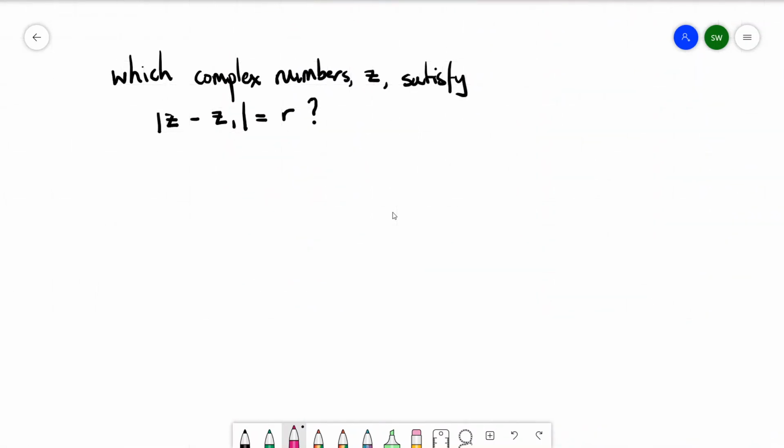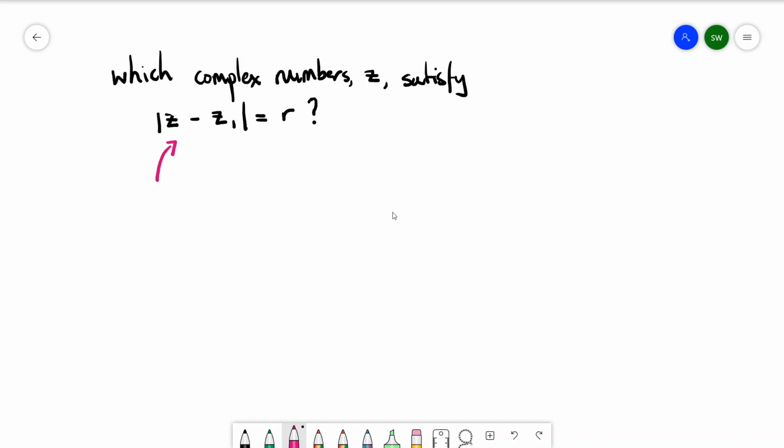So what we're going to do in this example is look at a condition which is the modulus of some complex number Z subtract another complex number is equal to a constant R. And we basically want to know what are all the complex numbers Z that satisfy this condition. So Z1 and R will be given to you in the question. And you can think about Z as the variable that we're trying to find. What can I substitute in to make this work?